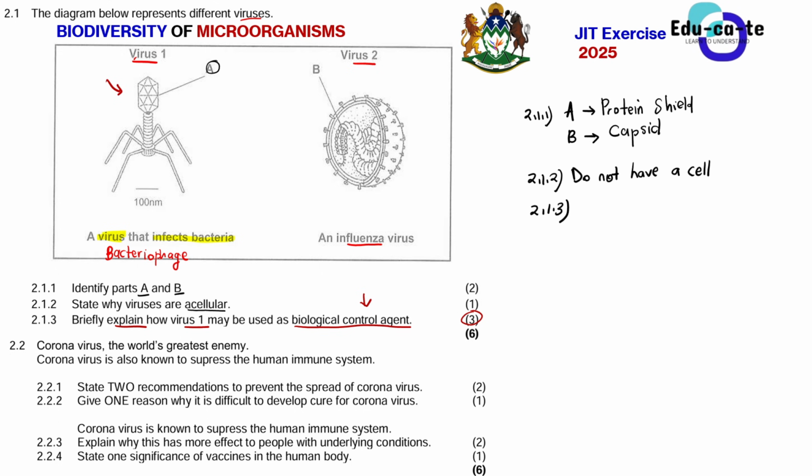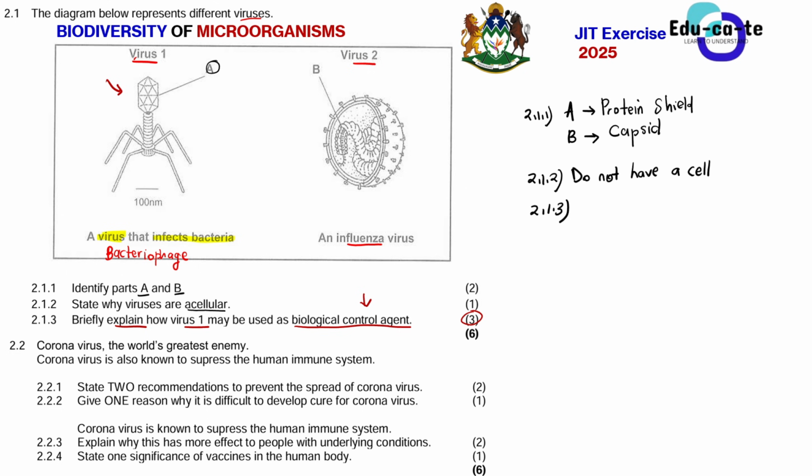So what can a bacteriophage be used to control? Remember that the main characteristic of a bacteriophage is that it is able to kill bacteria. A bacteriophage is a virus that infects bacteria, that is able to do what? To kill bacteria. So here when they say briefly explain how this virus or this bacteriophage may be used as a biological control agent, yes, we can use it to control the spread of bacteria. Because basically remember that this is able to kill bacteria.